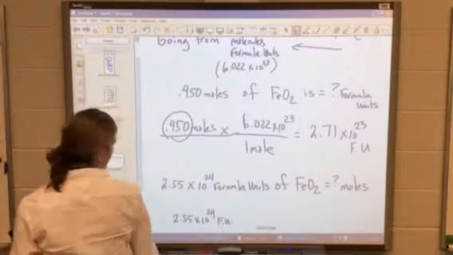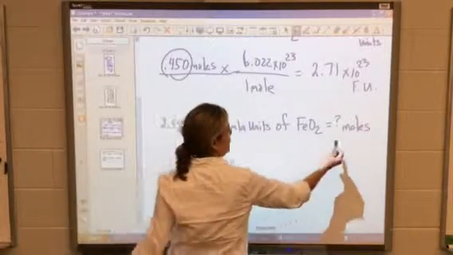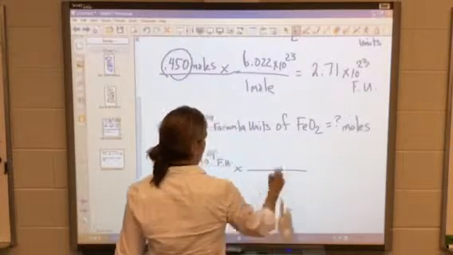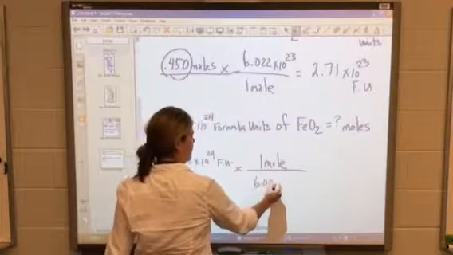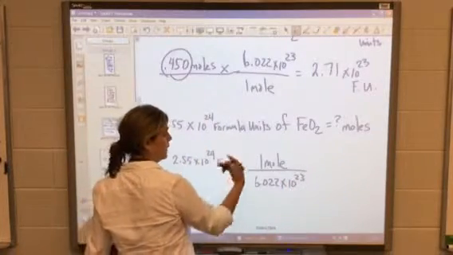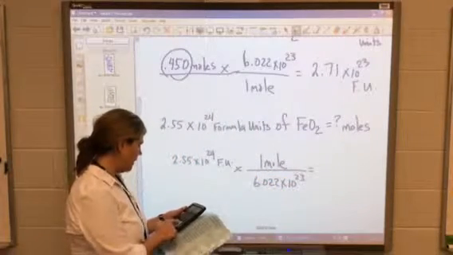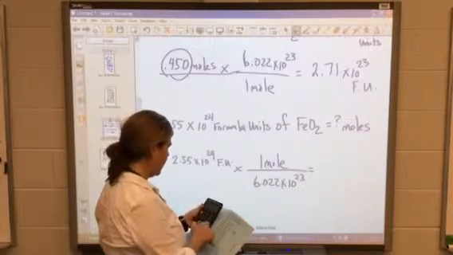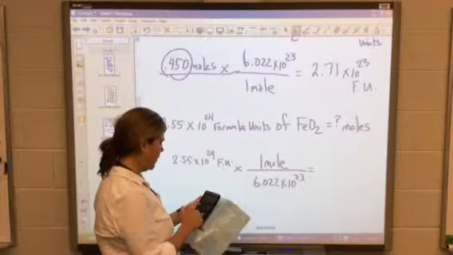Okay, now we're going to go backwards. We're going to be given formula units, and we need to go to the mole. So we need to cancel out the formula unit. In order to do that, we're going to say 1 mole is equal to 6.022 times 10 to the 23rd atoms, or formula units, or molecules. So let's type this one in, and we're going to get 2.55 E to the 24th divided by 6.022 E to the 23rd.